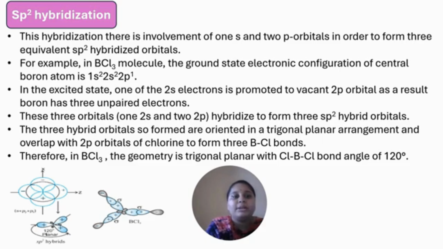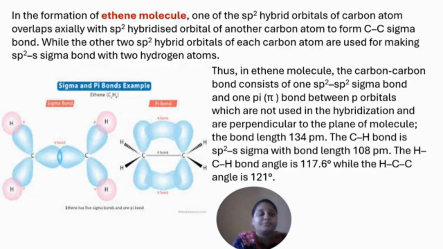So these three orbitals, one s and two p, hybridize to form three sp2 hybrid orbitals. The three hybrid orbitals which are formed are oriented in a trigonal planar arrangement, which overlap with the 2p orbitals of chlorine to form three B-Cl bonds. So in BCl3, the geometry is trigonal planar with a bond angle of 120 degrees.